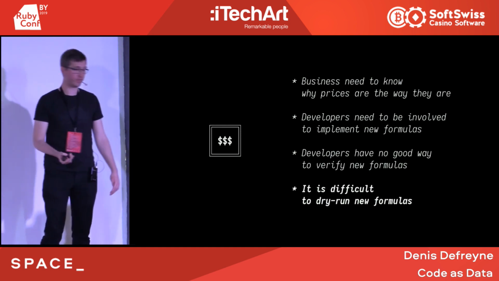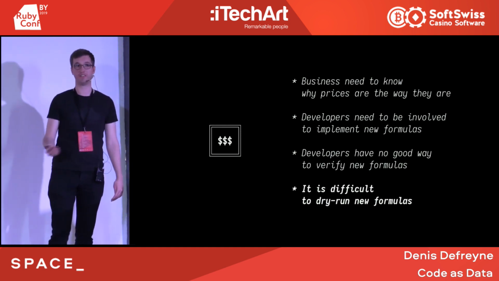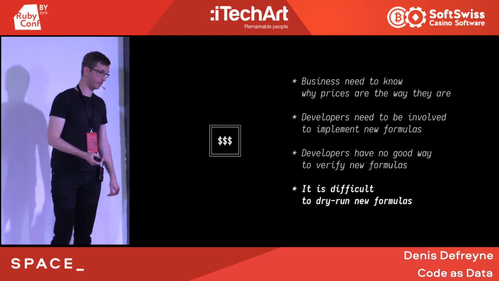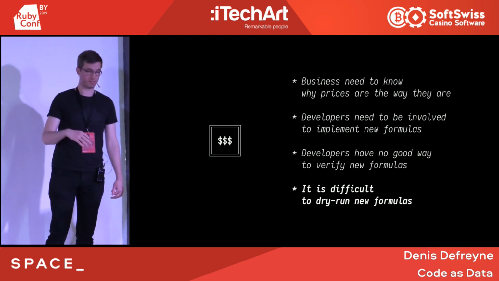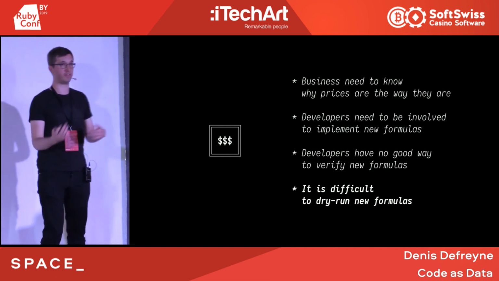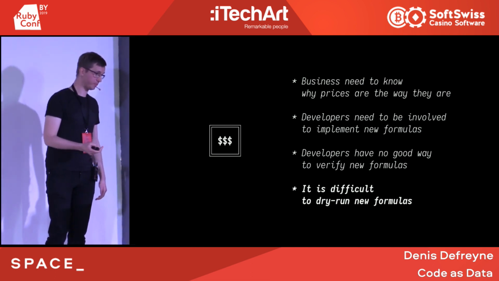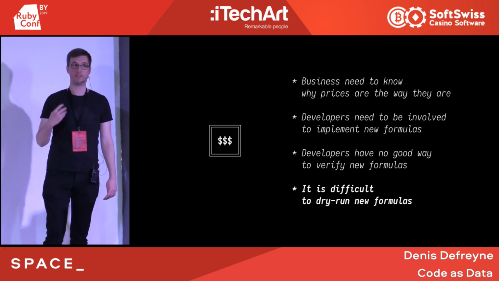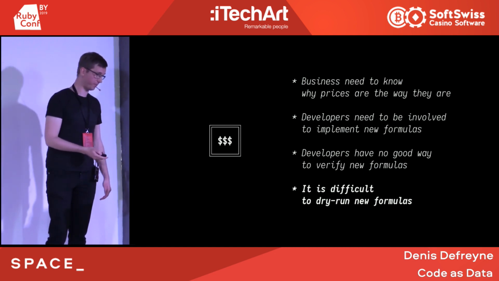And number 4 is that it is difficult to dry run to test out new formulas. So there is a staging environment, but there still needs to be quite a bit of back and forth between developers and business people, so it can take quite a while before a change goes into production.